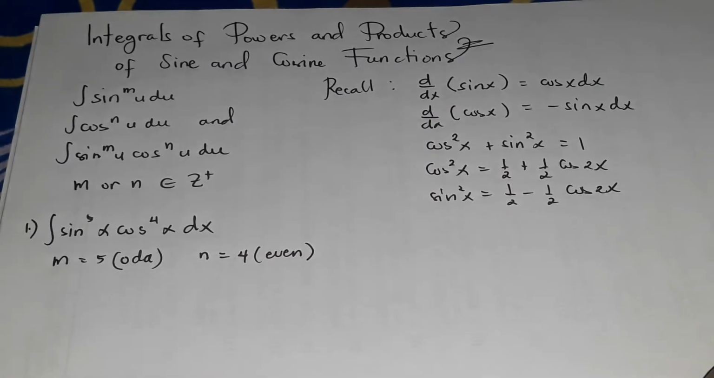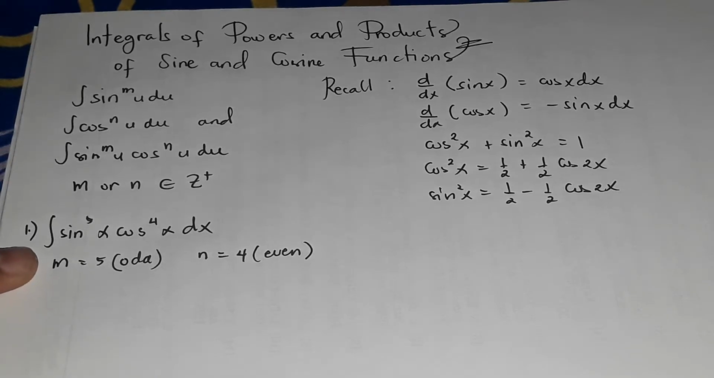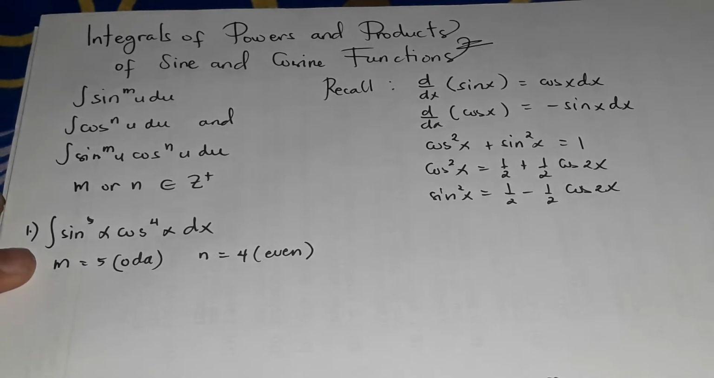So what we only need to consider are the powers of the sine and cosine functions. Again, in this case, m is equal to 5, which is an odd integer, and n is equal to 4, which is an even integer. So we will be considering the odd power. In this case, if the power of sine, which is m, is an odd integer, then we will be factoring out sine x dx and changing the remaining sine into cosine.